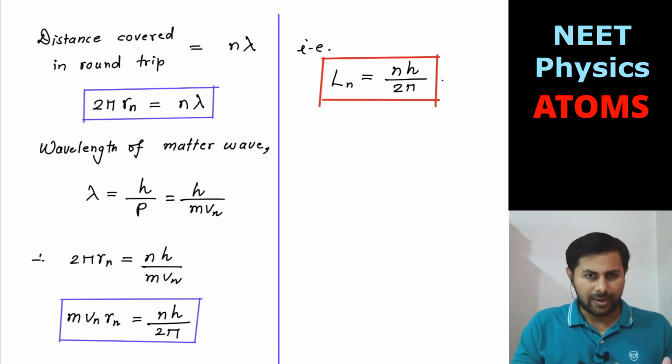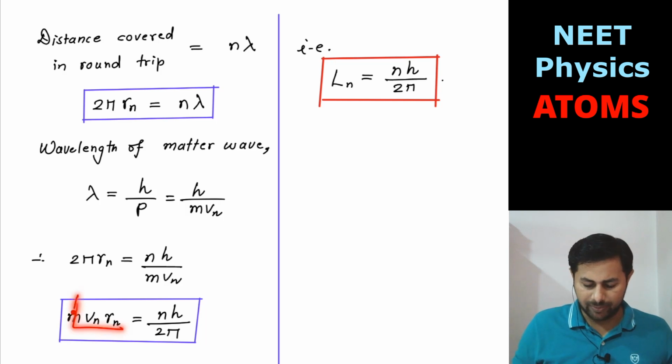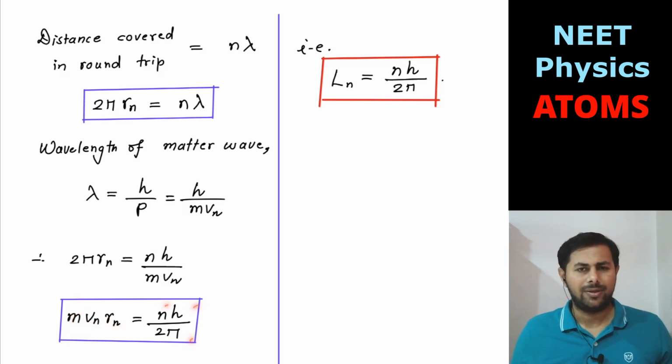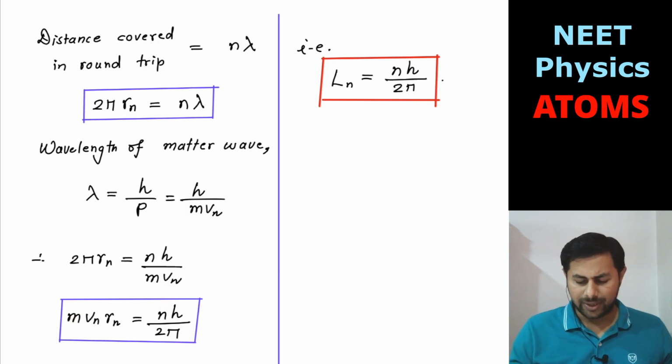So m v r, this is the angular momentum, right? This is the angular momentum, and it's equal to n h by 2 pi. So this explains the quantization of angular momentum, right? This explains the quantization of angular momentum. Okay, is this clear?